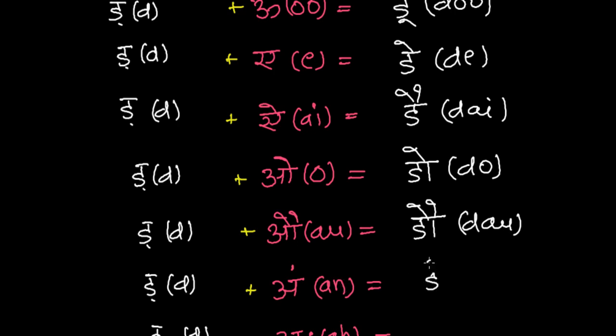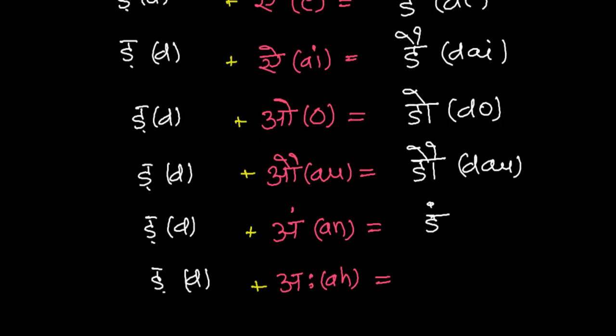Now d plus an, dan. D-a-n. Don't produce this like Dan. Don't sound like Dan. And then d plus ah, dah. It's not da, it's dah, d-a-s.